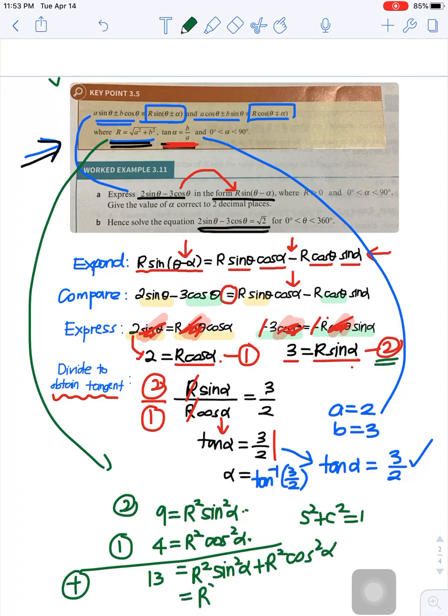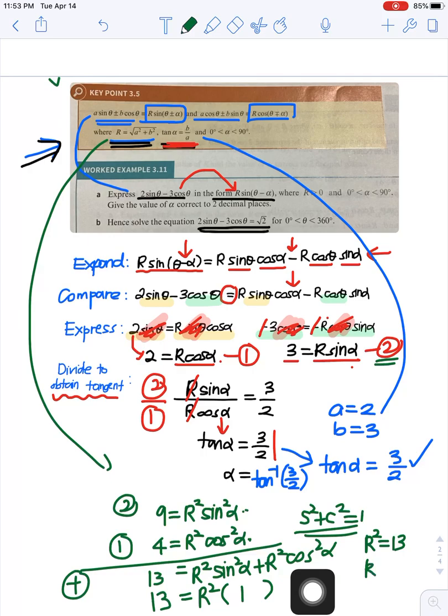I factorize the r squared. I'm going to get 1 based on this, and this is a 13. So my r squared is equal to 13. Therefore my r is square root of 13.